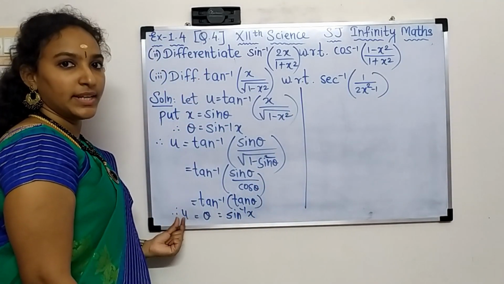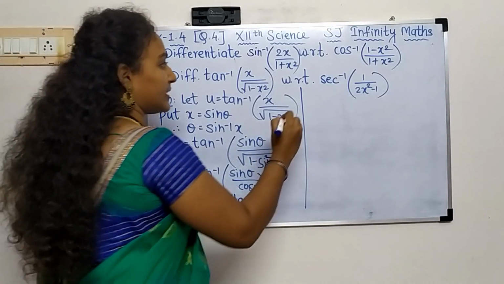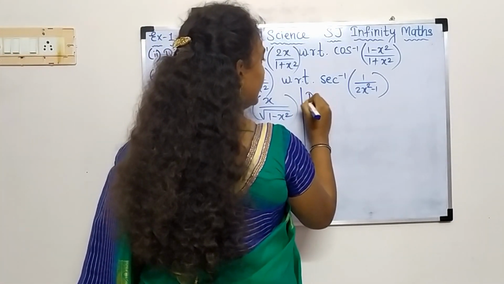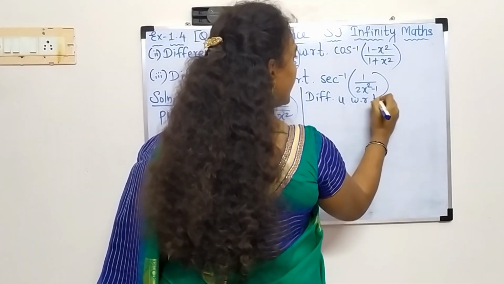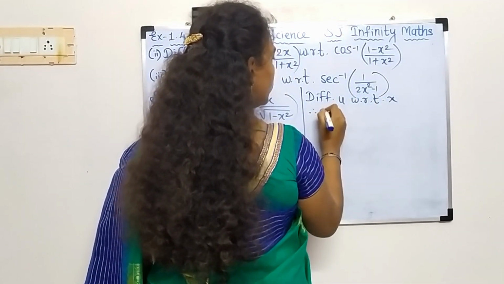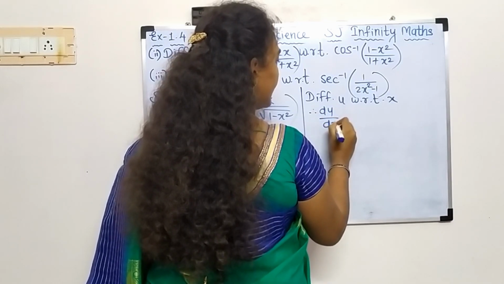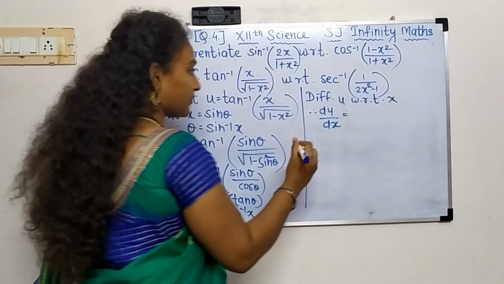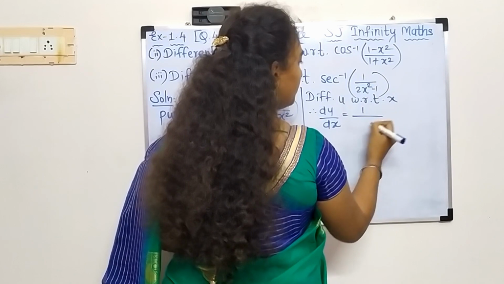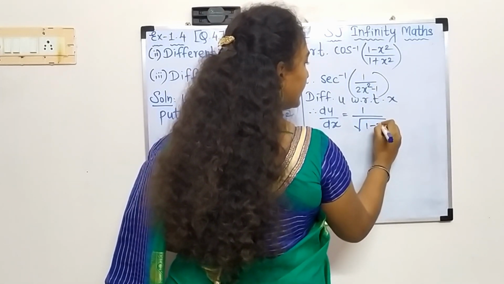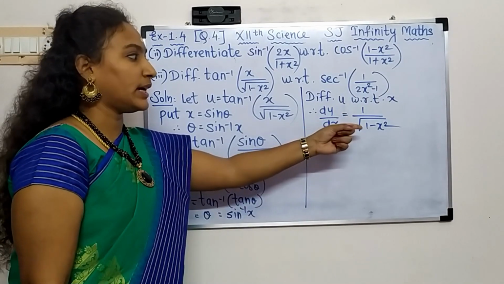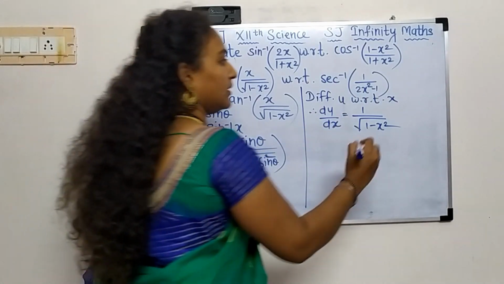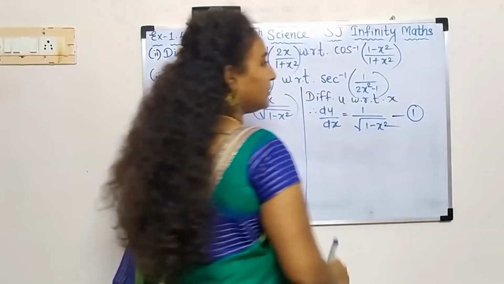Now we can differentiate this with respect to x. Differentiate u with respect to x. Therefore, du by dx is equal to 1 upon root 1 minus x square. Derivative of sin inverse x is 1 upon root 1 minus x square. So this is our equation number 1.